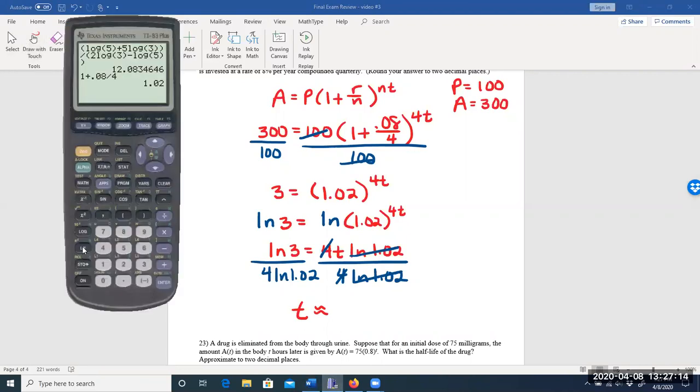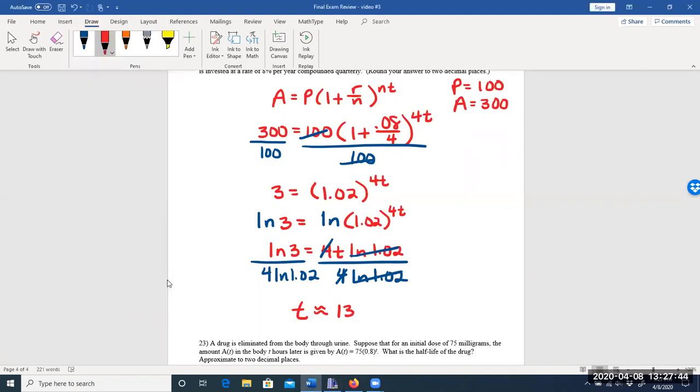So I've got natural log of 3, close my parentheses, divided by, I need that denominator in parentheses, or I could also divide twice. So maybe I'll do divided by 4, divided by the natural log of 1.02. So 13.87 years.